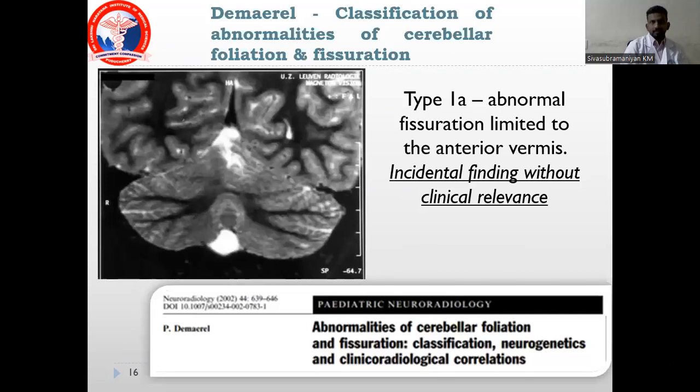So another classification was given by Demerel et al. And this was based on the abnormalities in the foliation and fissuration in the cerebellar hemispheres. So each and every lobule is a folia, and in the folia you have the CSF clefts that seem to go within the cerebellar parenchyma, and you can see that it is seen in the periphery of the cerebellar parenchyma. So that is the foliation, and the fissuration is actually somewhat more major, and it divides the cerebellum into various lobules or various lobes.